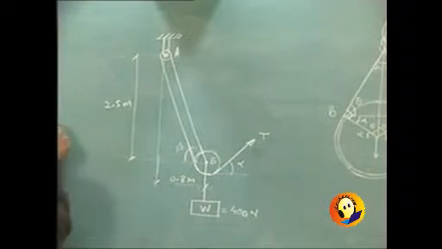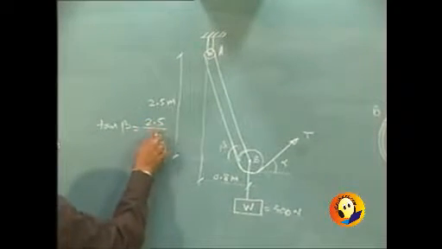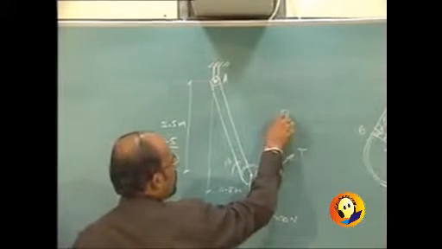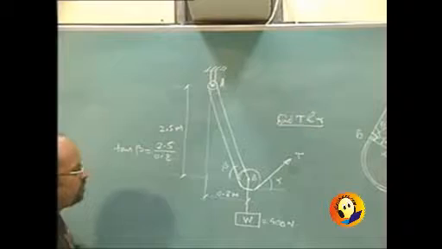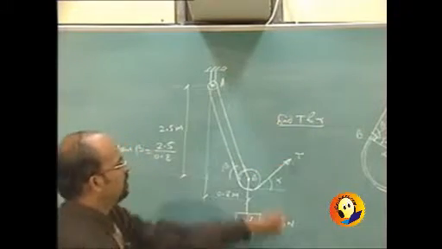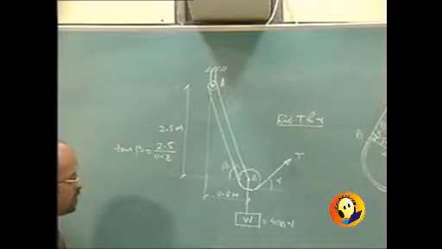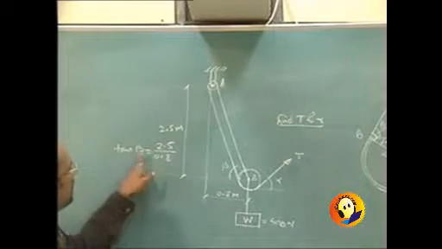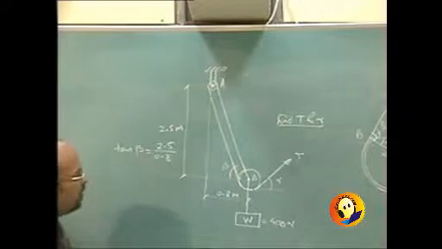Of course, tan beta can be written as 2.5 upon 0.8. Understand the problem. It is asked that we find T and alpha: find the tension, and also tell at what angle this particular force is to be applied to support the weight of 400 newtons. By geometry we can determine beta, where tan beta is 2.5 upon 0.8. So beta can be calculated.